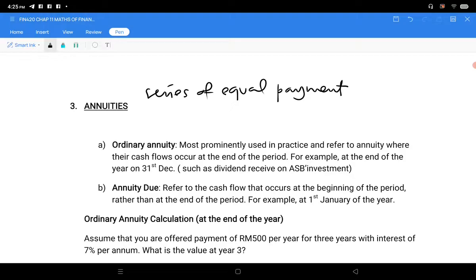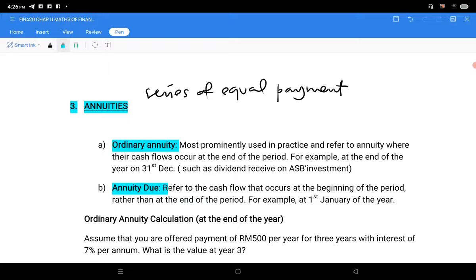Okay. So there are two types of annuities. For annuities, the first one we have ordinary annuity, and the second one we have annuity due. Why am I highlighting this? Because the way that we are going to calculate the figure will also differ. Okay, dia tak akan sama. Jadi saya nak highlight juga, it's quite important for you untuk mengenali which one is ordinary annuity and which one is annuity due.